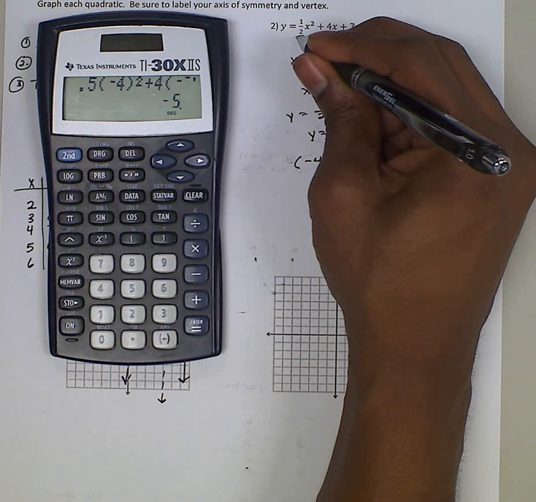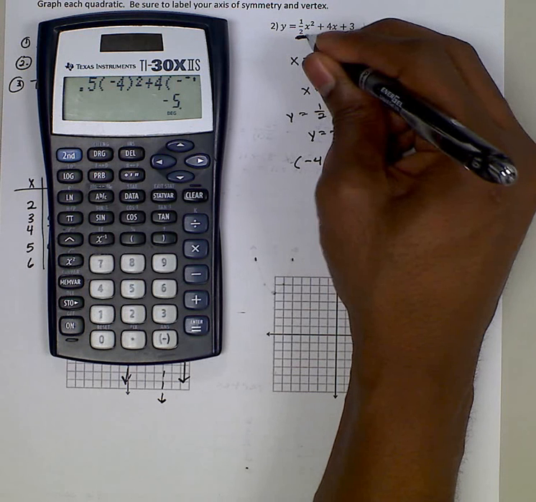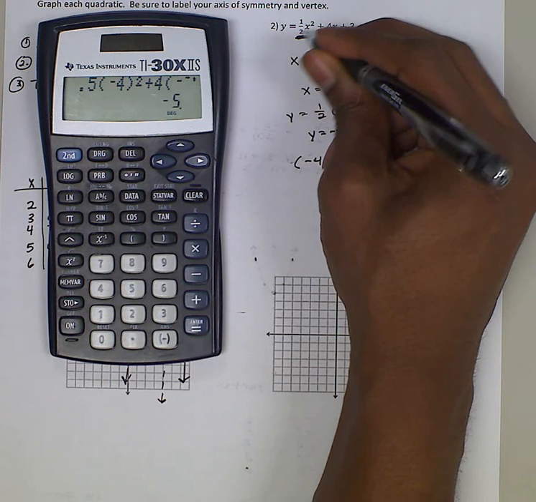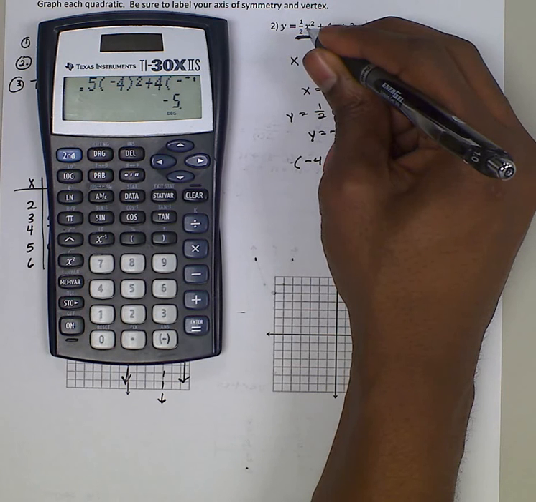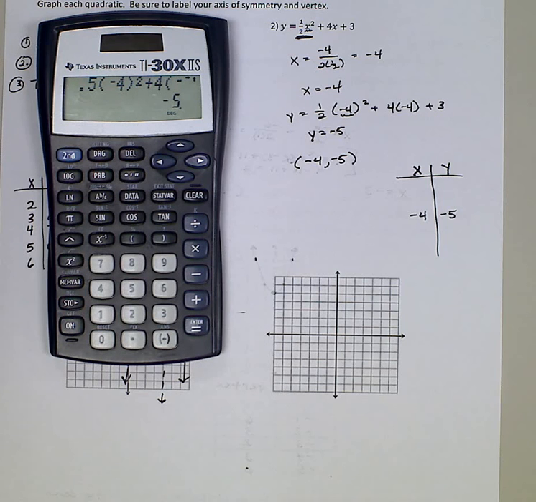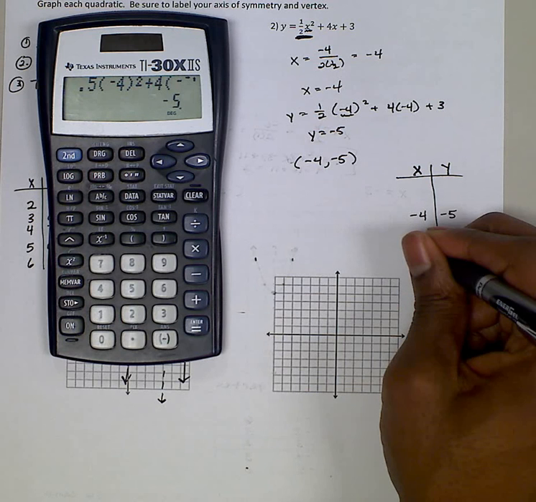Looking at this, when do you think that this will be a fraction? Okay, it'll be a fraction if x squared is an odd number. Because 1/2 of an even number is a whole number. But 1/2 of an odd number gives us a fraction. So what I'm going to do in order to avoid having odd numbers is I'm not going to choose odd numbers.